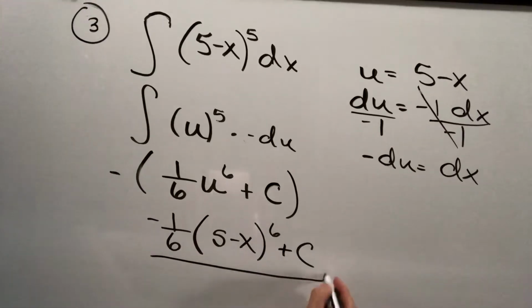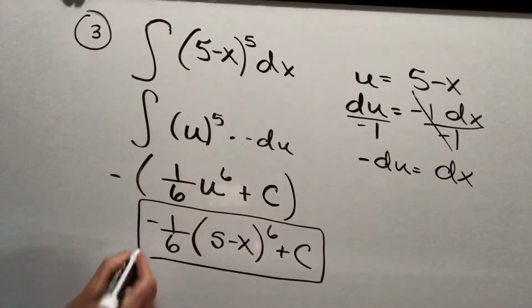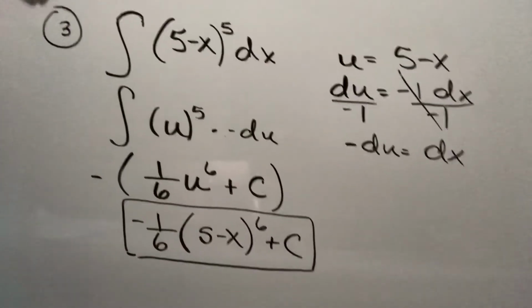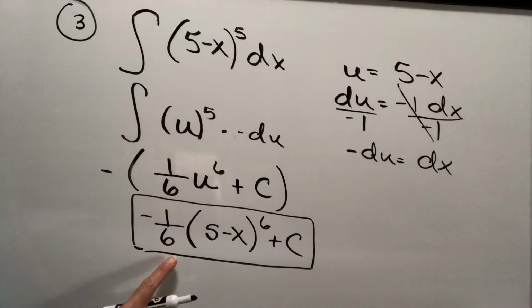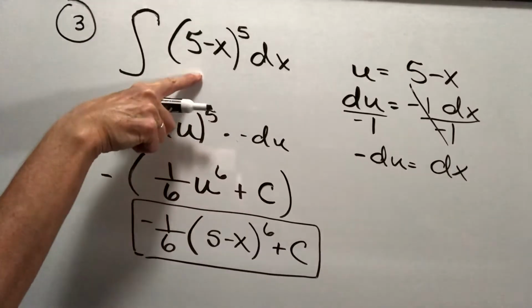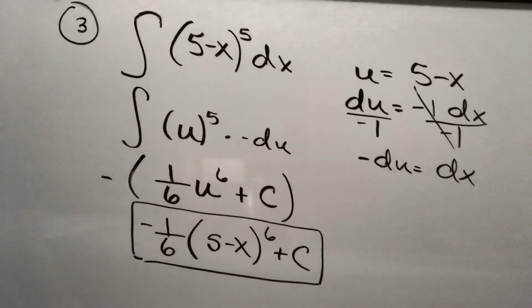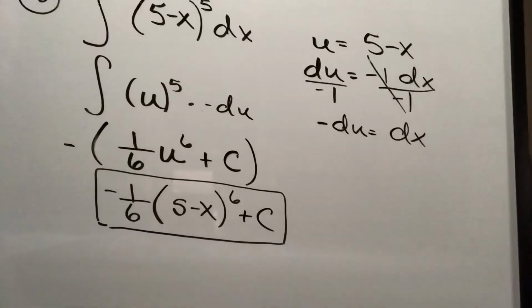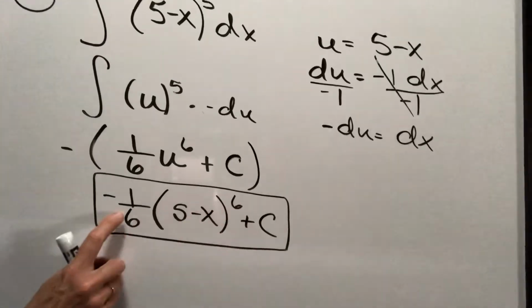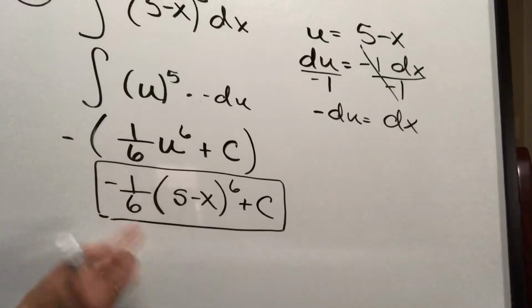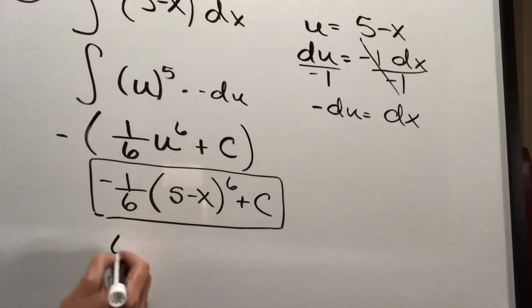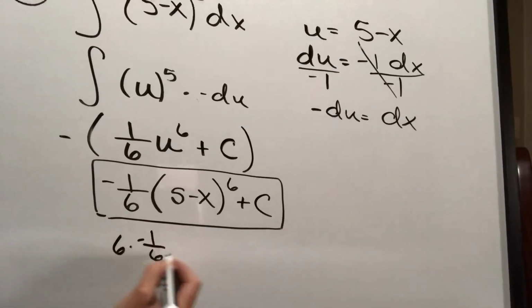So that should be your answer for number 3. Now to check it, remember you take the derivative of your answer, and it should match what it originally was. So let's try that. Okay, so the rule would be to multiply 6 by the fraction in the front. So that'd be 6 times negative 1/6.